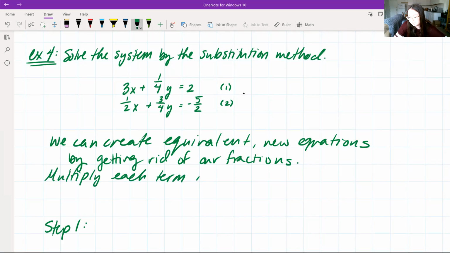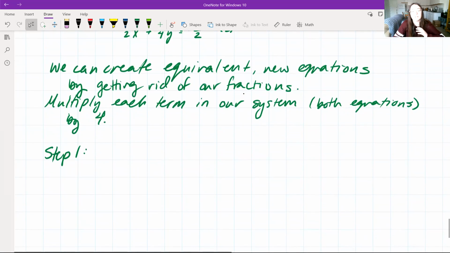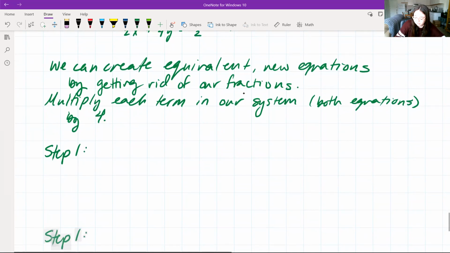So we'll multiply each term in our system, so both equations, by 4. And this is going to go ahead and get rid of all of our fractions. This will also give us new equations to work with, equations that will be much simpler for us to solve.